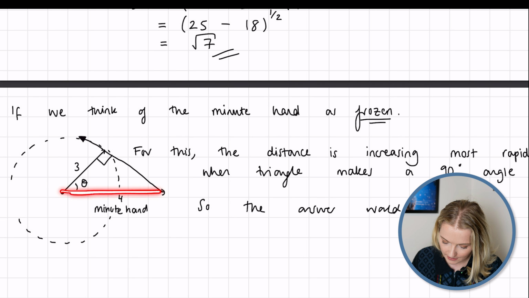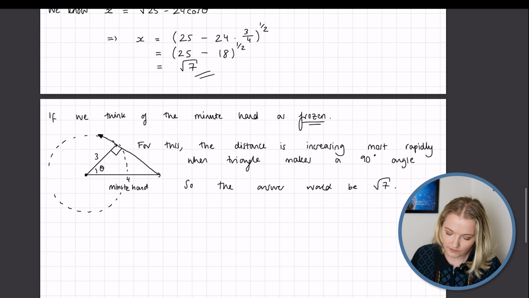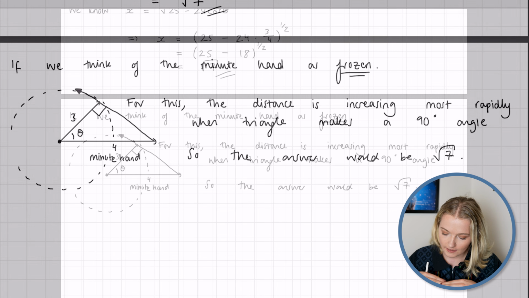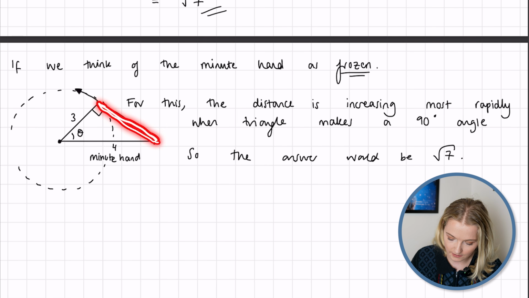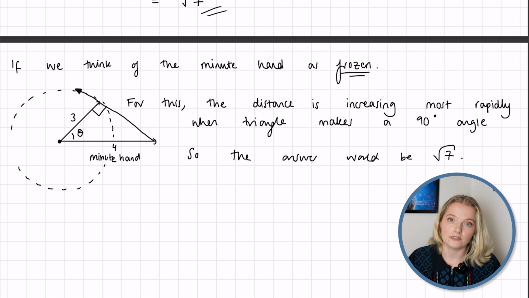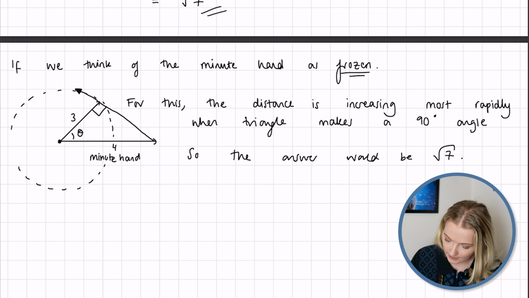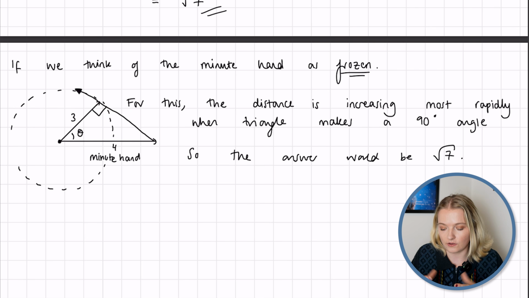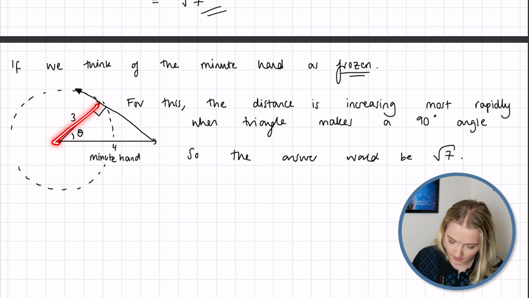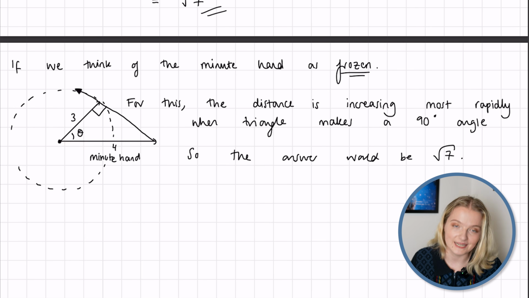So this is the minute hand here. Now, if you think of the minute hand as frozen, then basically what you can deduce is that the distance between the minute hand and the hour hand here is increasing most rapidly, like I've put here, when this triangle makes a 90 degree angle with the clock itself. So when the triangle itself makes a 90 degree angle in here, it's really that simple.